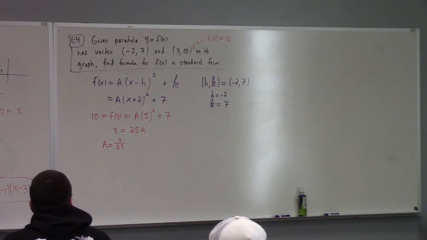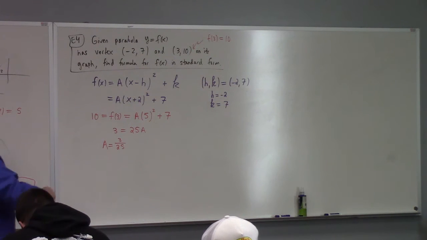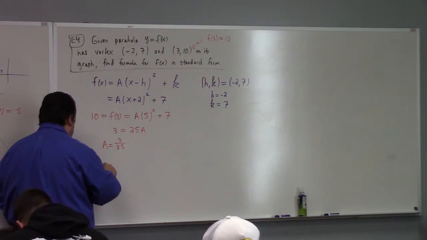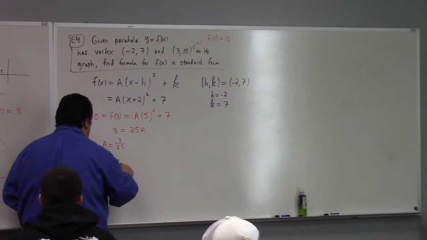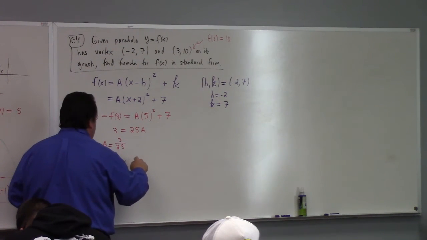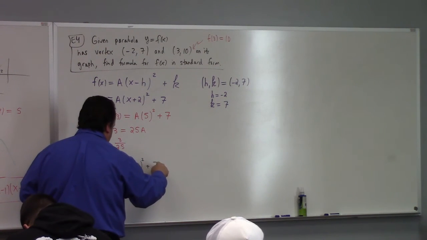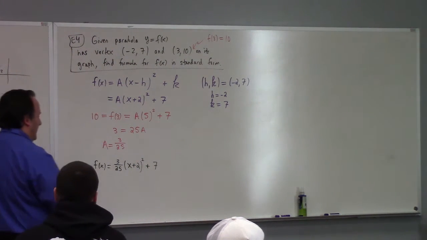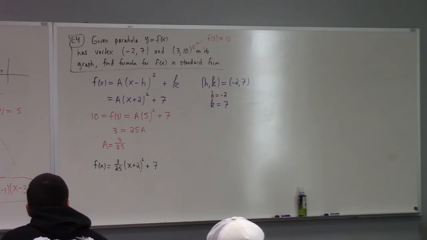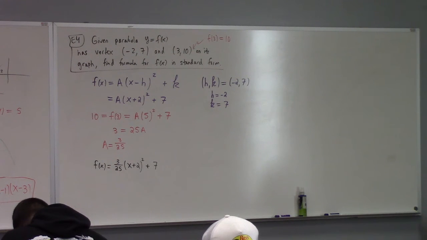And that tells me then that my f of x is equal to 3/25 times x plus 2 quantity squared plus 7. Now, if I had not written the words in standard form, we'd be done, because that's a formula, right? That would be a perfectly fine answer, if I had not written the annoying words, in standard form. Because I've written the annoying words in standard form, it obligates us to put the formula into standard form. How do you do that?